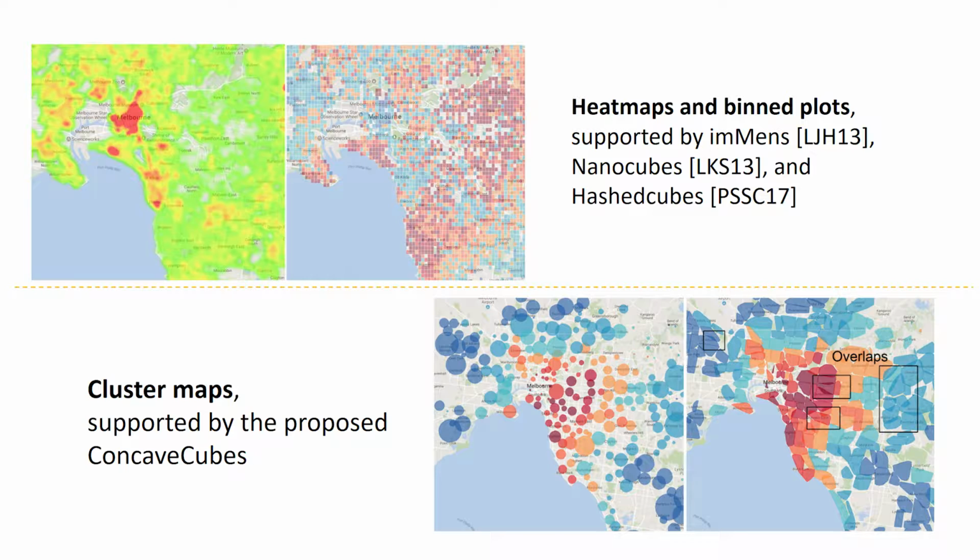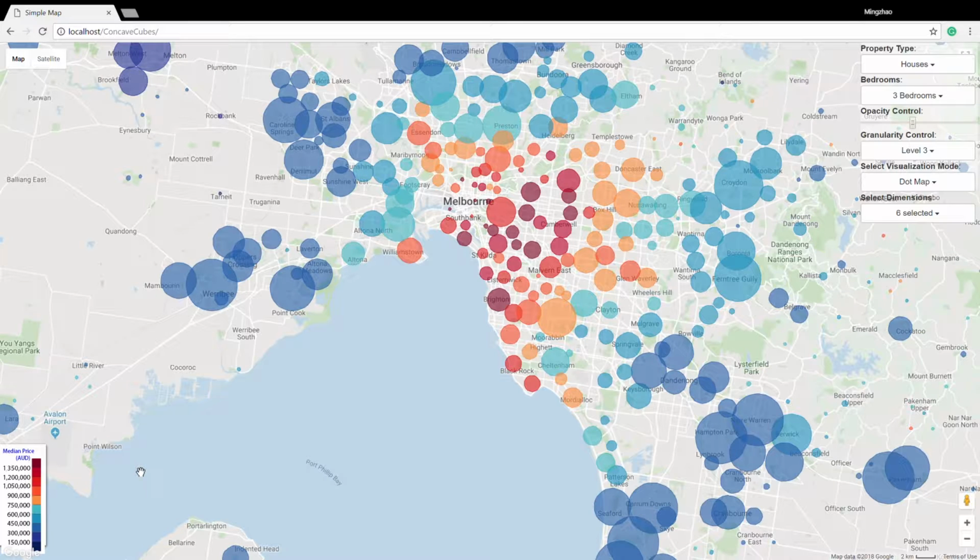We first cluster geographical data points that are close in distance and share similar features, and then represent each cluster on top of the map. We demonstrate our system based on Australians' real estate data.